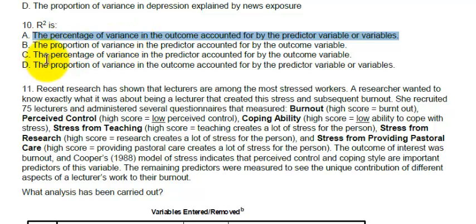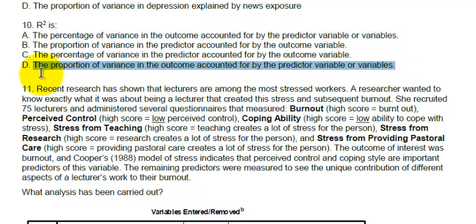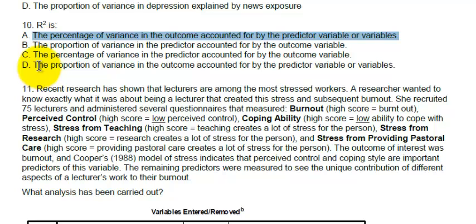B is not right. C is not right. Let's see D. The proportion of variance in the outcome accounted for by the predictor variables, or proportion or percentage. See, these questions, they all basically mean the same thing. The proportion of variance or the percentage of variance. They look like the same answer to me, so it's either A or D. I'm going to pick A.